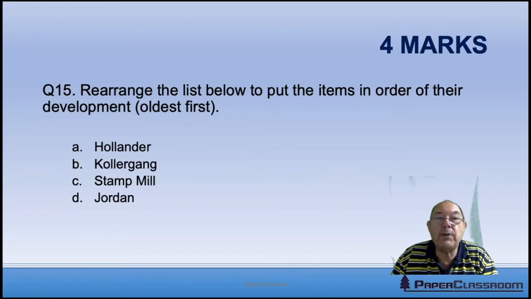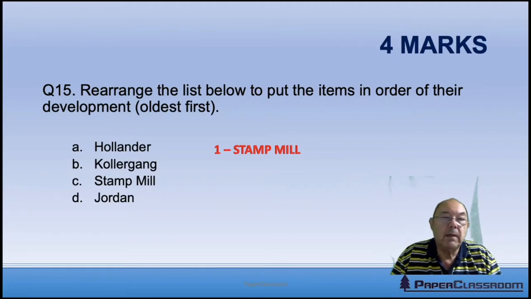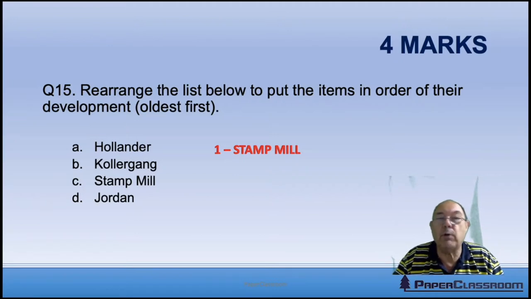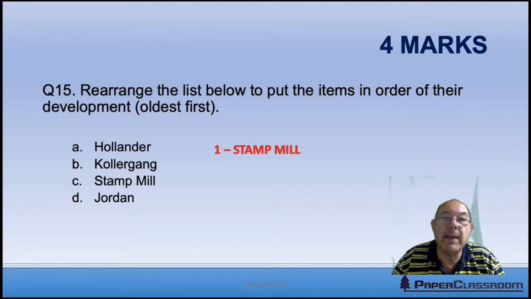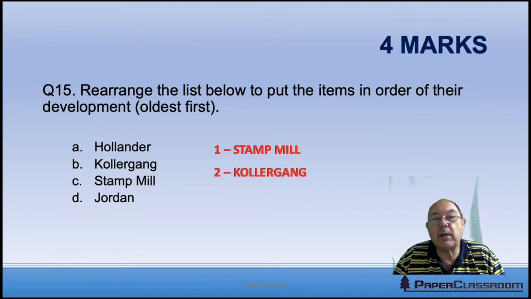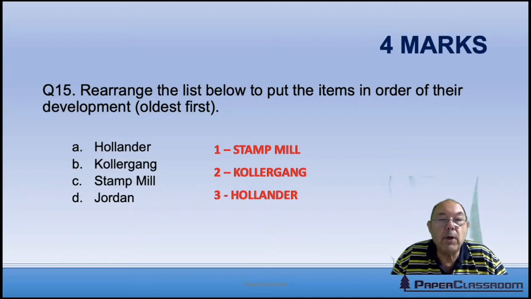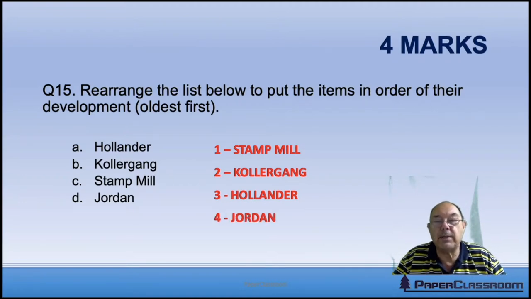Question 15. Arrange these oldest first. Well, the oldest was the stamp mill. The stamp mill was around before paper making. It was used for crushing minerals initially, but it was adapted by the Muslims to work on paper making fibres. Second was the kollergang, invented by the Germans. Third was the Hollander beater, obviously invented by the people of Holland. And then the most modern of those equipments is the Jordan refiner, the narrow angle conical refiner.